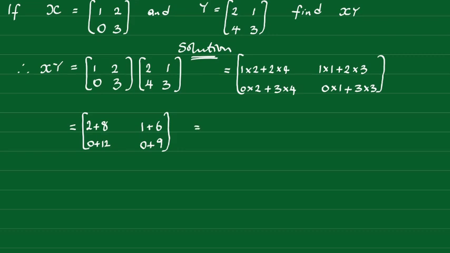All these will be equal to bracket open: 2 plus 8 we have 10, 1 plus 6 we have 7, 0 plus 12 we have 12, 0 plus 9 we have 9, bracket close. Therefore, our answer is the matrix (10 7; 12 9).